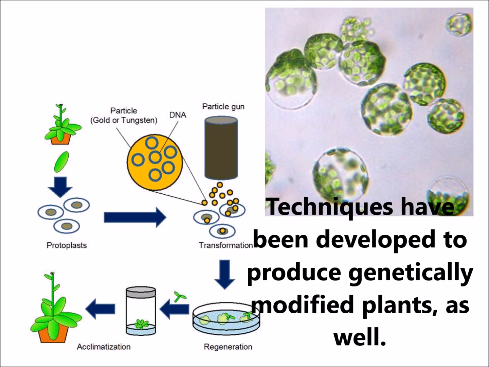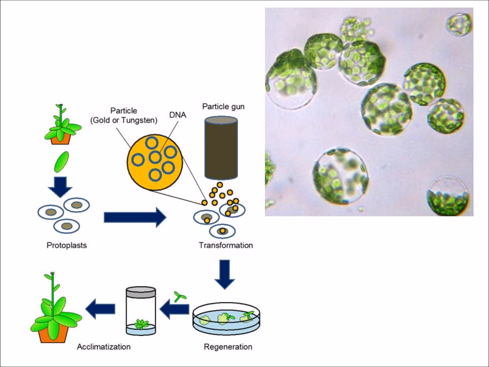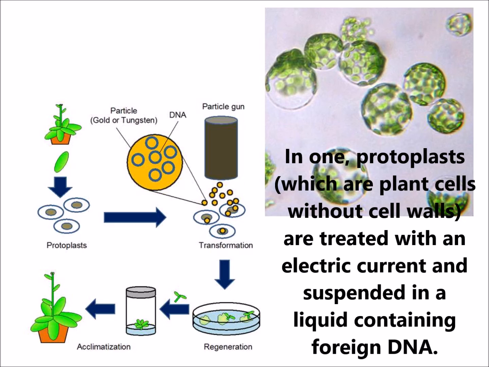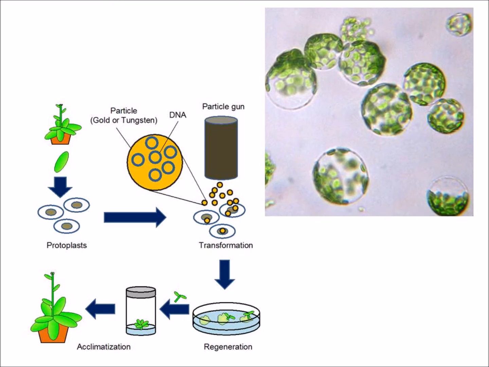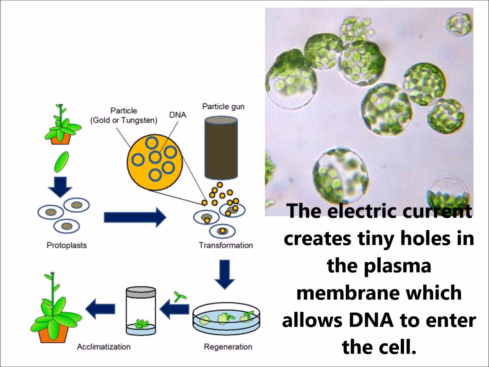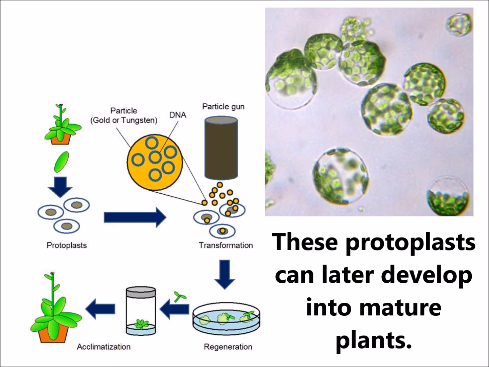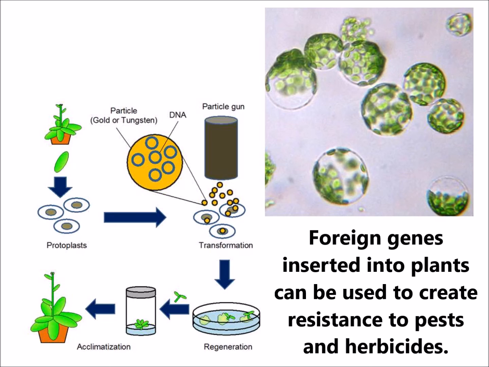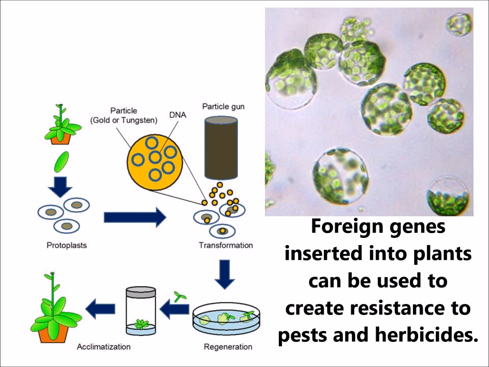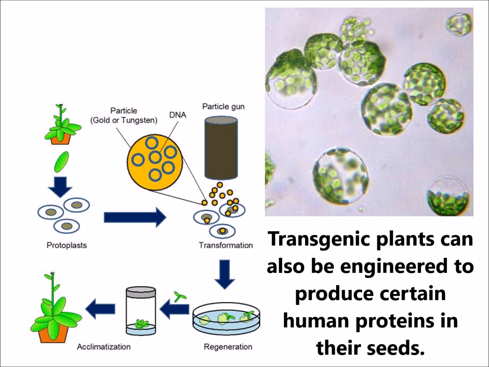Techniques have been developed to produce genetically modified plants as well. In one, protoplasts, which are plant cells without cell walls, are treated with an electric current and suspended in a liquid containing foreign DNA. The electric current creates tiny holes in the plasma membrane, which allows DNA to enter the cell. These protoplasts can later develop into mature plants. Foreign genes inserted into plants can be used to create resistance to pests and herbicides. Transgenic plants can also be engineered to produce certain human proteins in their seeds.